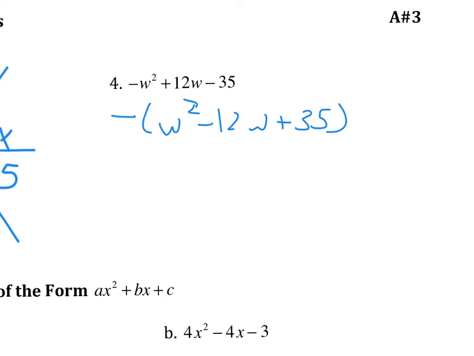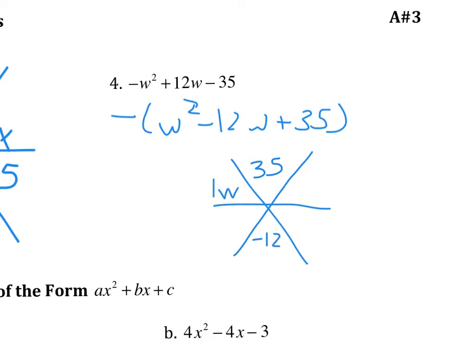Now ignoring the negative, and I'll just bring that down at the very end, let's go ahead and set this one up. Again, I'm now using the interior right here. I'm not using the original problem. I'm using the inside parentheses. So positive 35 there, negative 12 there, 1w, 1w. If you want to just write w and ignore the 1 in these contexts, that's fine.